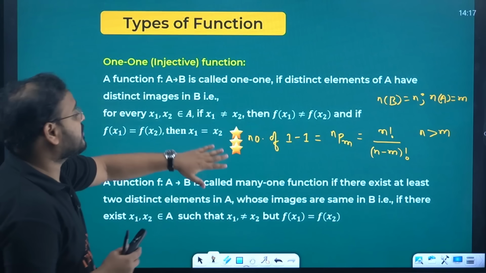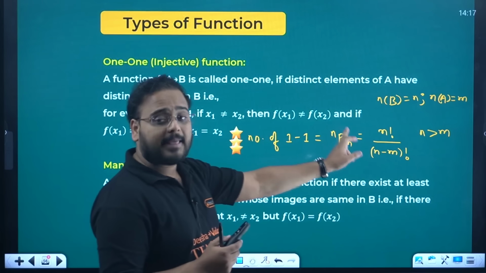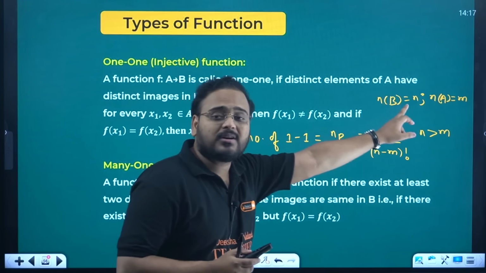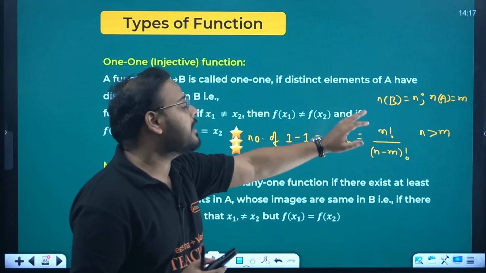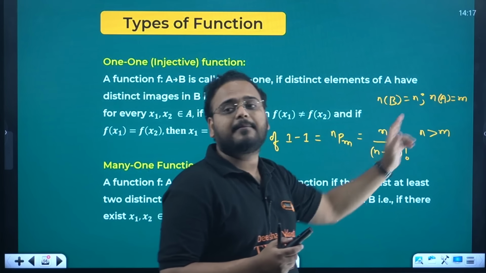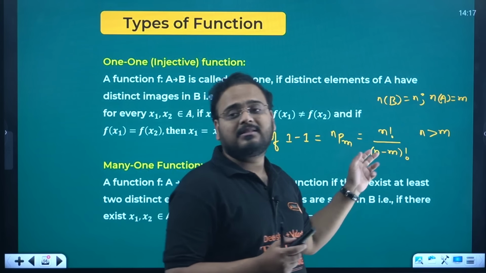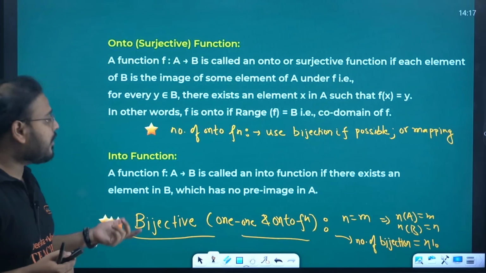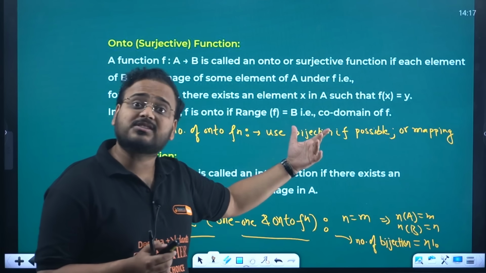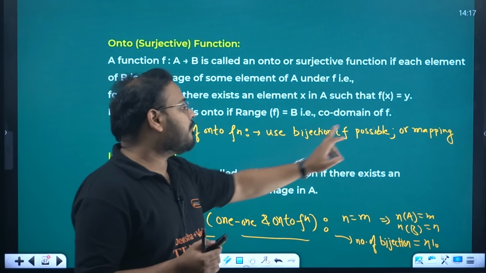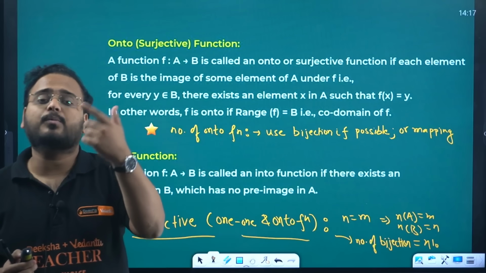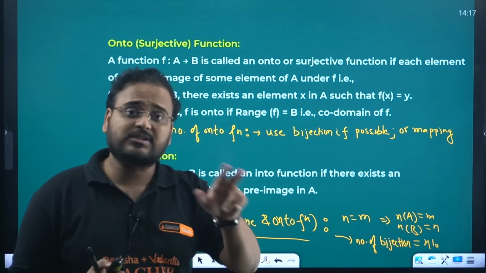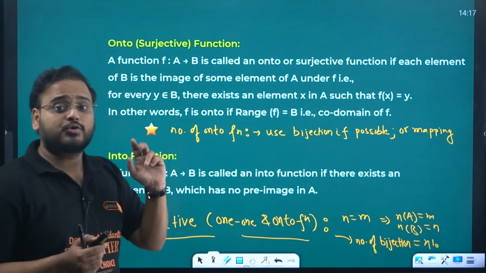So many things, everything has been discussed over here. Also, the number of function cases are there, number of one-one functions is given by nPm, where n represents the number of elements in the set B, and m is the number of elements in the set A. Whenever the n value is more than m, the answer for number of one-one functions is nPm. Okay, what about onto function? Onto function we use either bijections, if it is bijective possible, or we use the mapping. Remember, we map it, then 2 power 5 minus 2. Remember those cases. I've solved those questions over there, so please check it out.